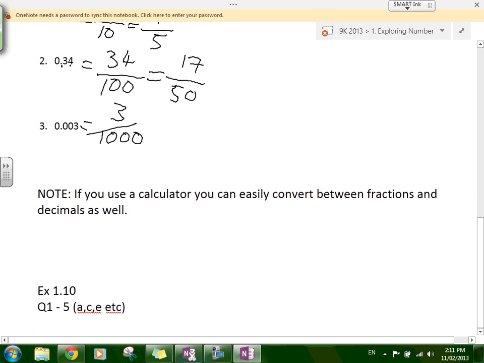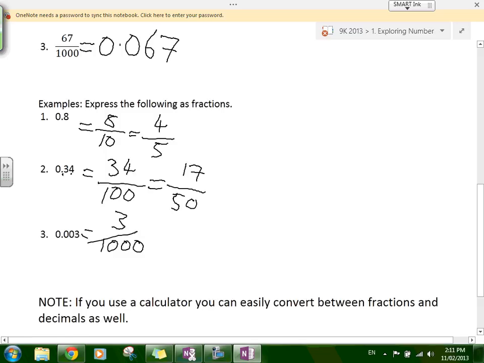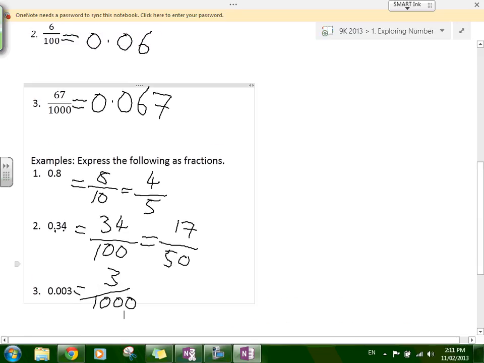So for exercise 1.10, questions 1 to 5, just do every second one. Keep working on 1.09 if you would like to, and then 1.10 as well.